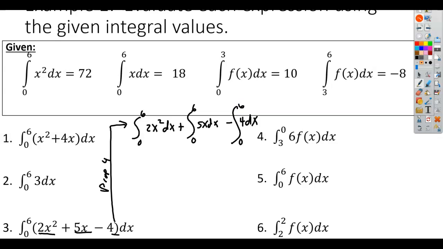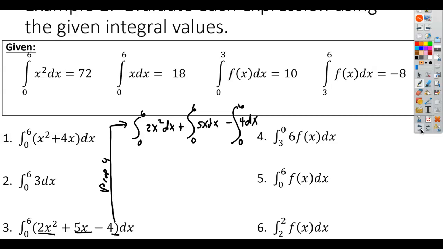Now what would I do? I've applied property 4, but do these integrals look anything like the ones that we have? Not yet. Something's wrong, right? So what property am I going to use so that I can get these integrals to look like the ones up there, so I can just plug in the answers that I already know? What property am I going to use?